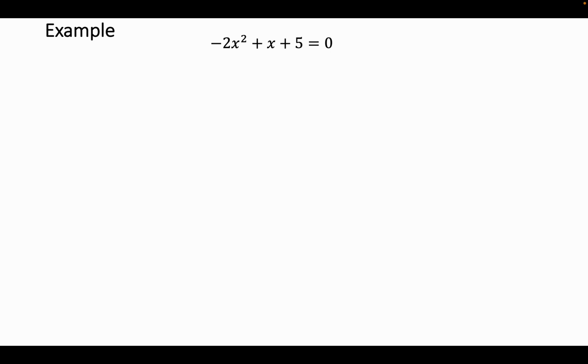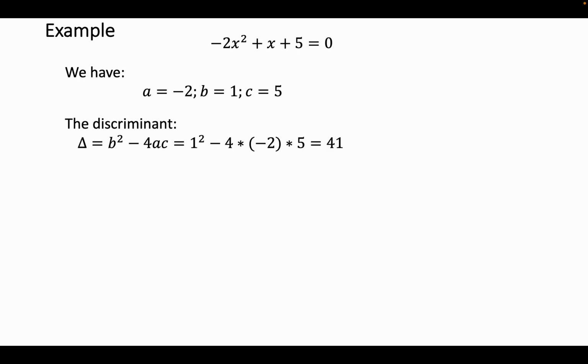In the next example, negative 2x squared plus x plus 5 equals 0. We can then substitute for a, b, and c. A equals negative 2, b equals 1, and c equals 5. To find the discriminant, we will substitute b squared minus 4ac for the things shown above. 1 squared minus 4 times negative 2 times 5 equals 41.